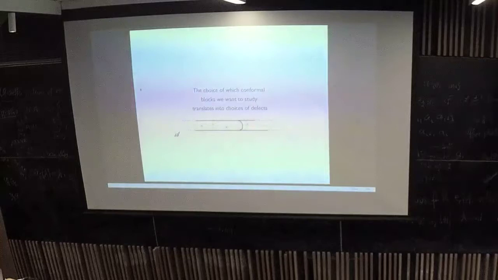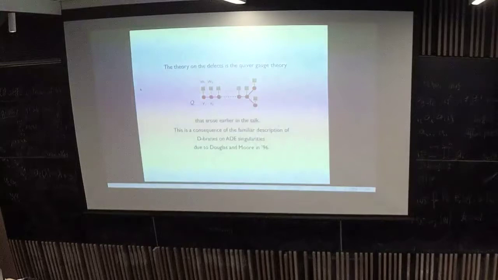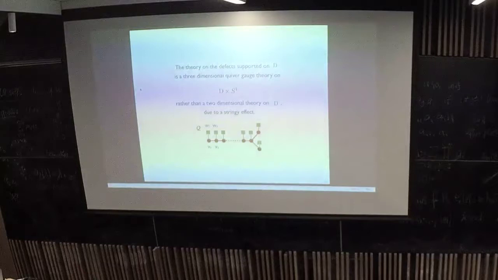We have to make a choice of which conformal blocks and which knot invariants we want to study. So this will translate into which defect. Okay. So it turns out that the theory on the defect is the quiver gauge theory, with the quiver that arose in the talk earlier, and the connection between quiver gauge theories and D-branes that we're using here is a very basic piece of string theory. So there's nothing exotic that happens.